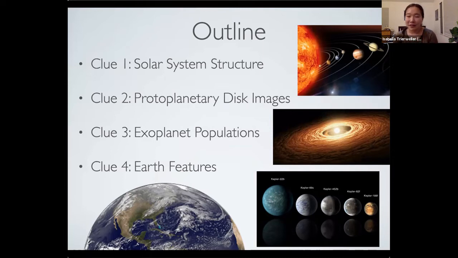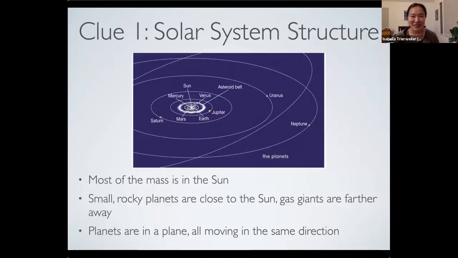We'll talk about exoplanet populations and how we can use those to figure out a little bit about planet formation and what exactly needs to be happening at various steps. And then finally, for the icing on the cake of planet formation, we'll zoom in on the Earth and think about some of the features on the Earth that we also need to be able to explain to finish up our story of how planets are forming. So these are 4 clues for today, and I'll just go ahead and jump into this first one.